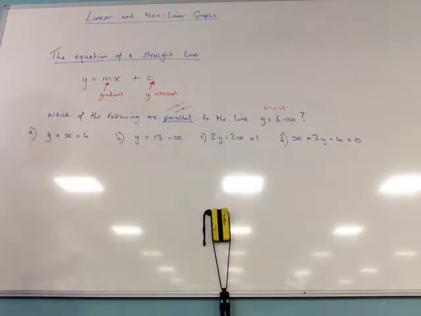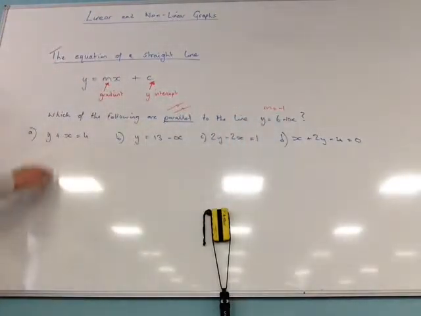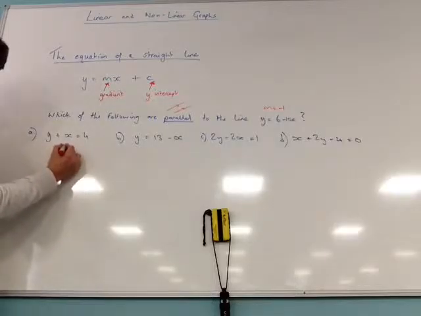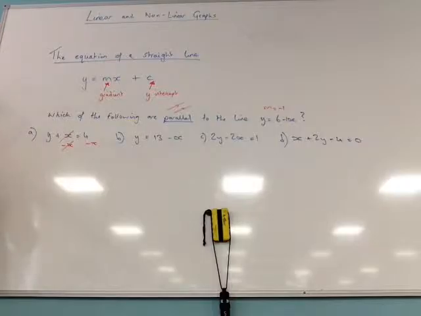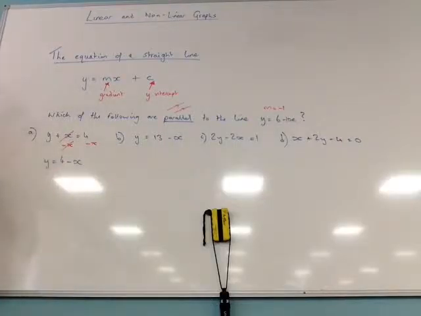I've got 4 choices here, A, B, C, and D. I'm going to have a look to see which ones give me a gradient minus 1. Remember, for each one of them, I'm going to have to put them into this form, y equals something. So, looking at part A, I can see clearly it is not y equals something, it is y plus x equals 4. I need to get y on its own. How do I do that? I take x from both sides, which leaves me with y equals 4 minus x.